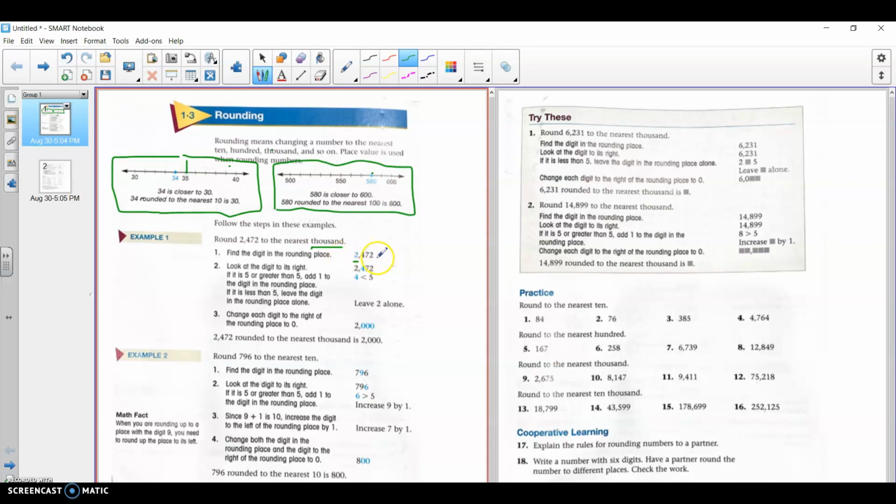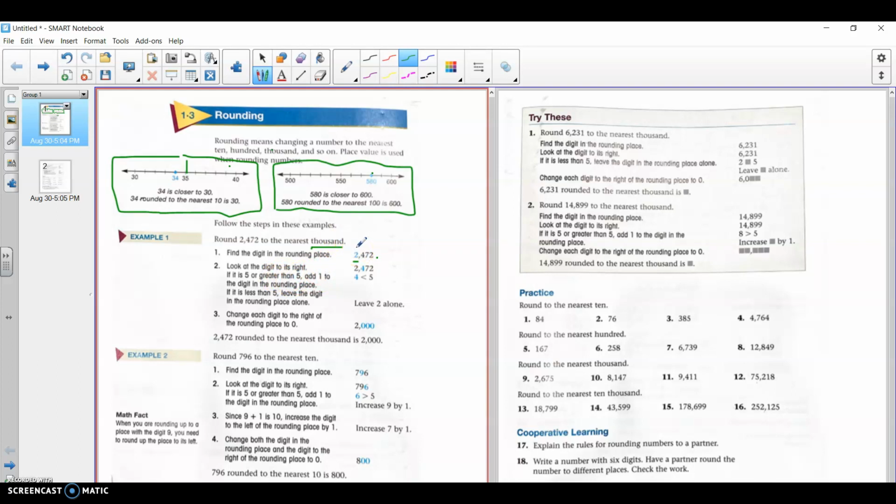Remember, every number has a decimal. So 2 is in the ones, 7 is in the tens, 4 is in the hundreds, and 2 is in the thousands. Then look to the digit to the right. If it's 5 or greater than 5, you're going to add 1 to the digit in the rounding place, or in this case, to the digit that you underlined.